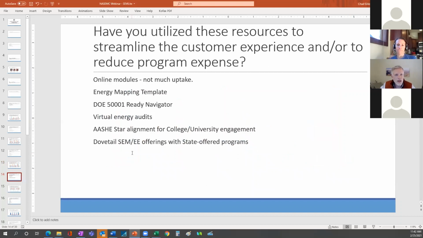Things here, yeah, people are utilizing to streamline it, maybe to dovetail in with state offered programs, IAC audits, industrial assessment centers, for example, or other types of resources that are out there that they can use to save cost and or to leverage. There's an energy mapping template on the 50001 Ready platform. It's pretty slick and can provide some good value for your programs, perhaps.